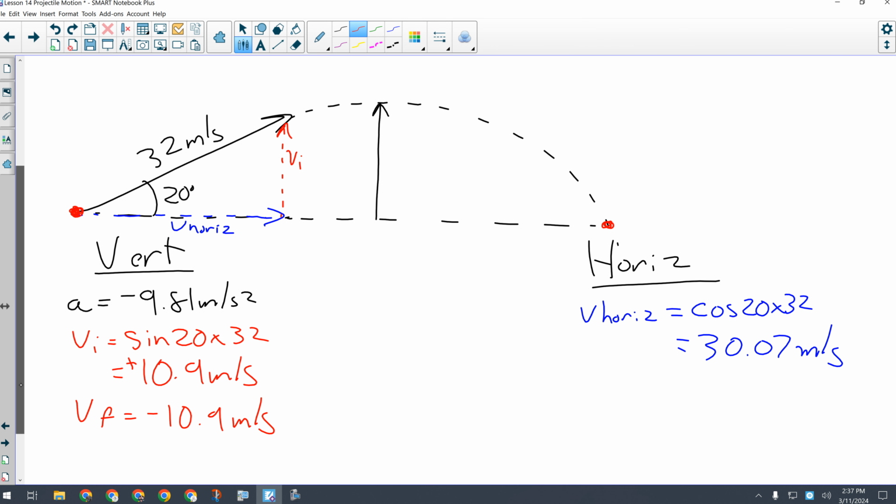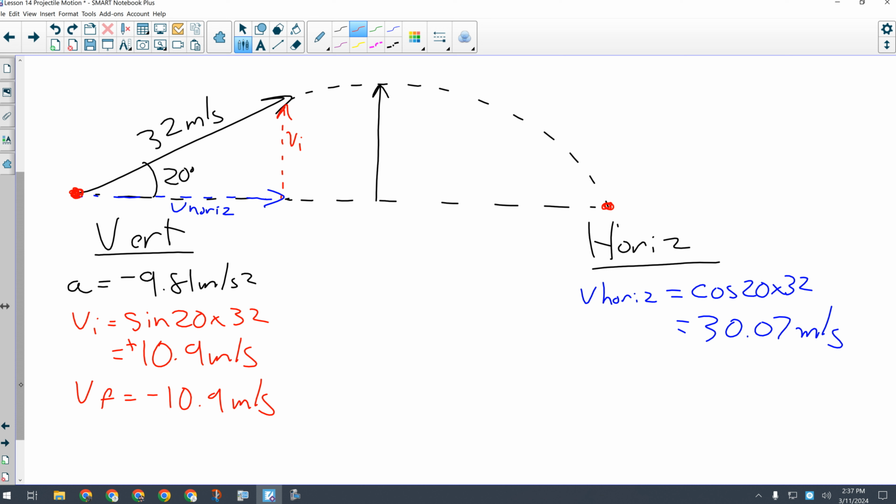Now I have considerably more information than I had before. I'm being asked to calculate the horizontal distance and the maximum height of the car. Let's calculate the horizontal distance first. What am I missing if I want to get the horizontal distance?